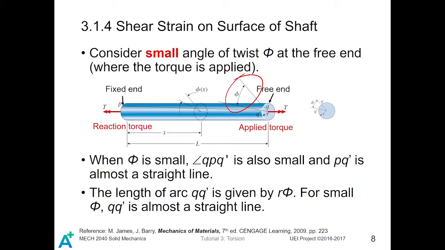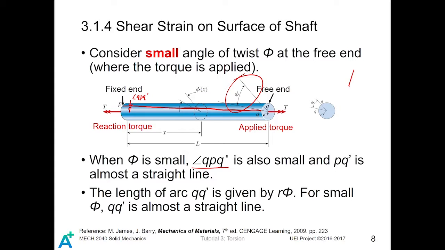When this angle is small, the angle QPQ prime is very small, and the line PQ prime, which is this line, is almost a straight line. Then we consider this free end. At this free end, since the angle phi is very small, the arc length QQ prime is almost a straight line, and the length is R phi.